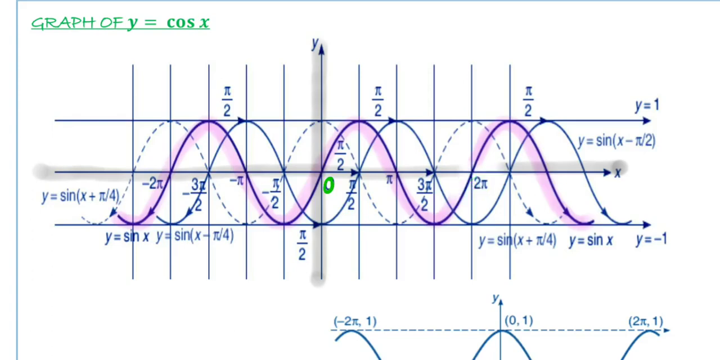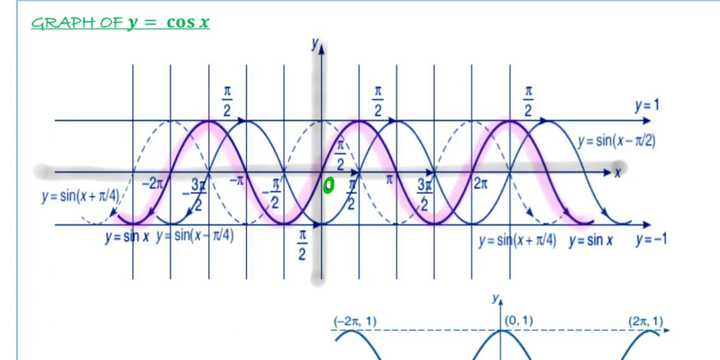on the whole of the real line, and this is the graph of the function y is equal to sin of x. Now from this graph we can plot the graph of y is equal to sin of x plus pi by 4 or y is equal to sin of x minus pi by 4.